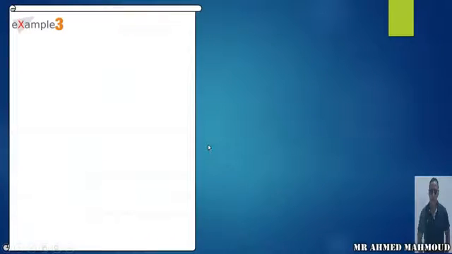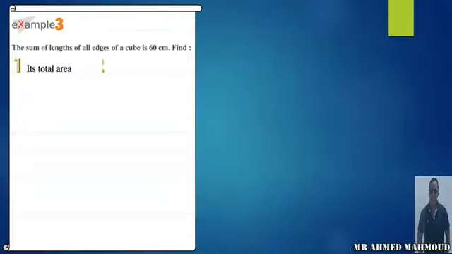Now I'm going to take example 3. Example 3: if the sum of the lengths of all edges of a cube equals 60 centimeters, find number 1, its lateral area, and number 2, its volume. Okay, first I'm going to start with the given. The given here is the sum of edges. We said before that the edges are 12.